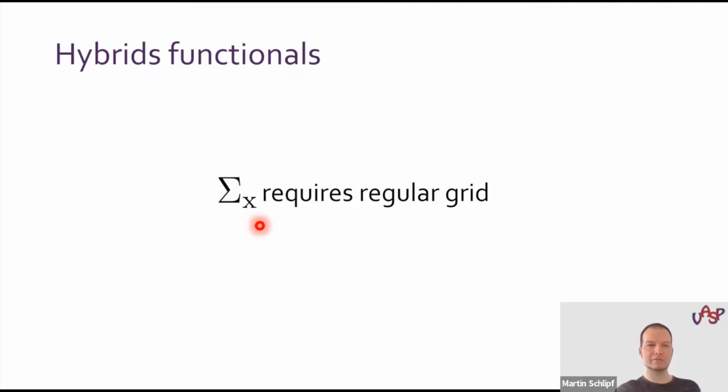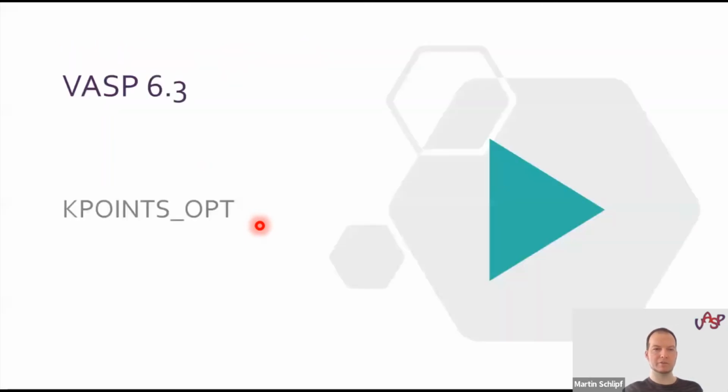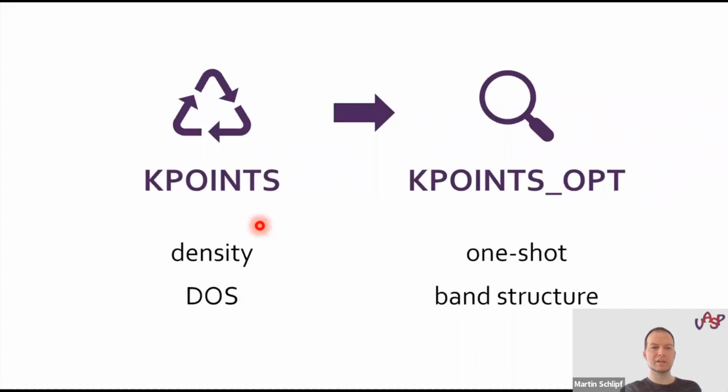But now in VASP 6.3, we introduced a new feature that you can of course also use for regular band structure calculation, which is called KPOINTS_OPT. And this KPOINTS_OPT feature is now a new approach to do this kind of calculation. So we have the conventional KPOINTS file that you always use for your self-consistent calculation. So this is iterated and reused. And this is good for using, for example, the density. You can also get the density of states out of it.